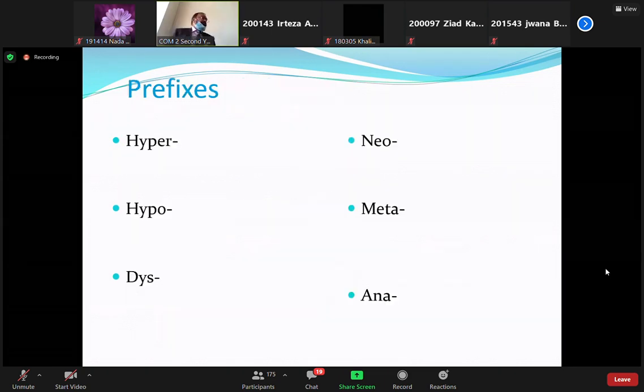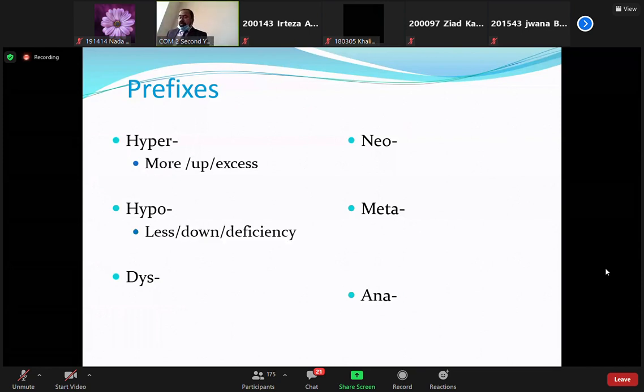Then we have some prefixes. Hyper. What is hyper? Yes? High. More. Any example? Hyperemia, yes. And you have gone through the endocrine block: hyperthyroidism, hyperparathyroidism. Hyper means anything which is more. Right? Hypo. Low. Again, hypothyroidism, hypoparathyroidism, means a low amount of hormone is secreted from that gland.